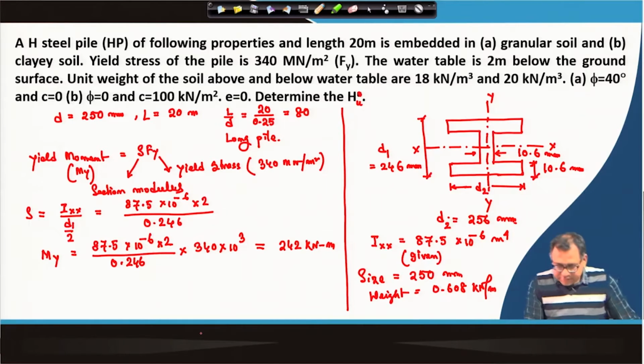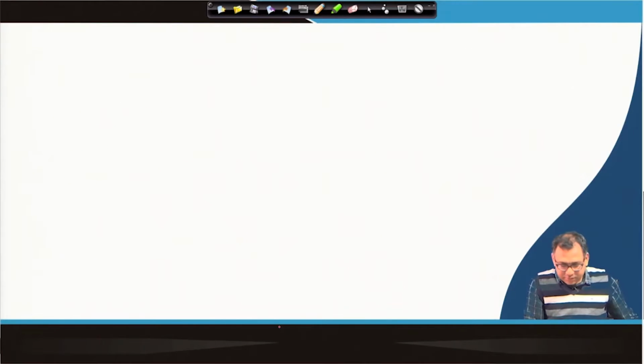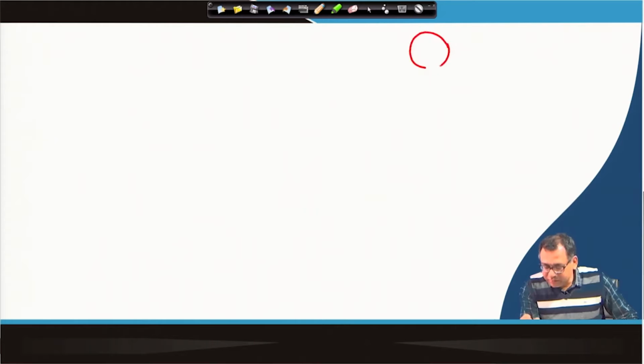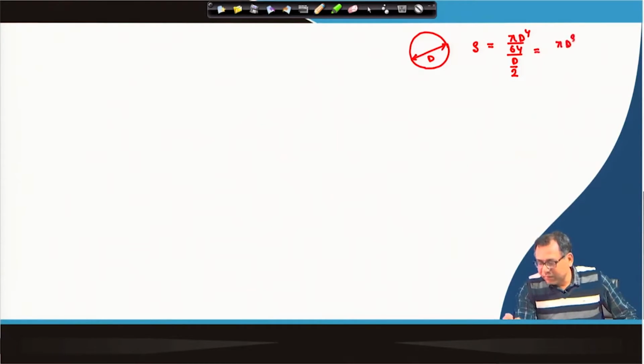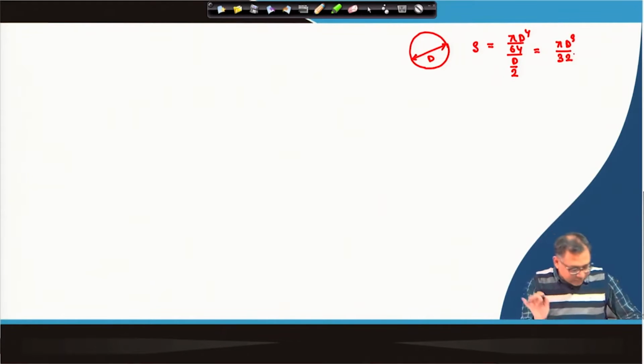Now, for different sections, what would be the section modulus? Quickly I am giving that idea. This is an H pile section, but suppose it is a circular section of diameter d, then the section modulus will be Ixx, which is pi d to the power 4 by 64 divided by d by 2. So, this will be pi d cube by 32 for the circular section.